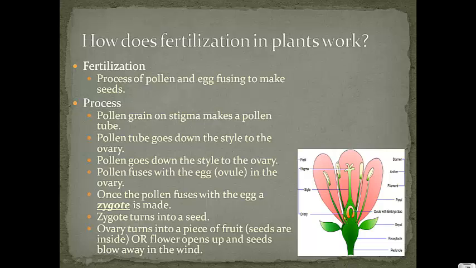Either this ovary turns into a piece of fruit, and the seeds are then inside the fruit, or the petals fall away, the anthers fall away, the ovary opens up, and those seeds then travel through the wind to new places. So basically, fertilization is the pollen grain grows a pollen tube down the style into the ovary. The pollen slides down the tube, lands on an egg or an ovule, fuses with that egg, and seeds grow. And then you either get this ovary turning into fruit, or you get it opening up so that the seeds can travel through the wind.